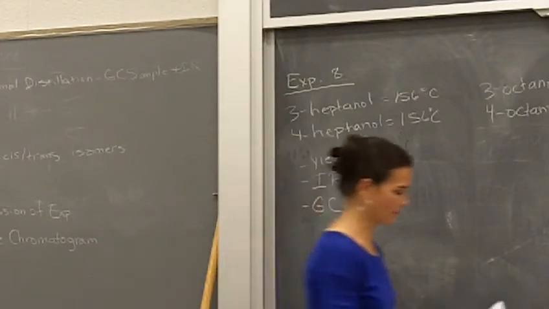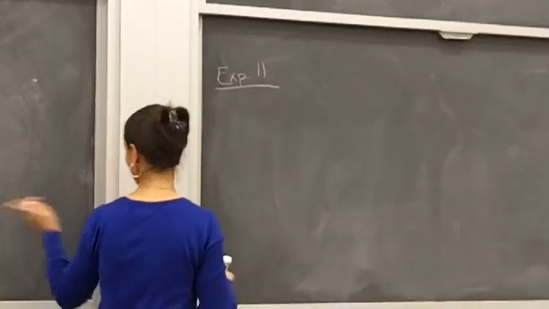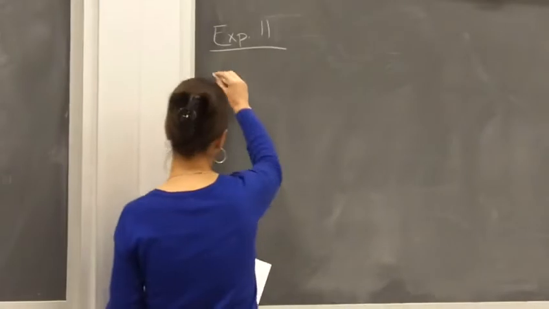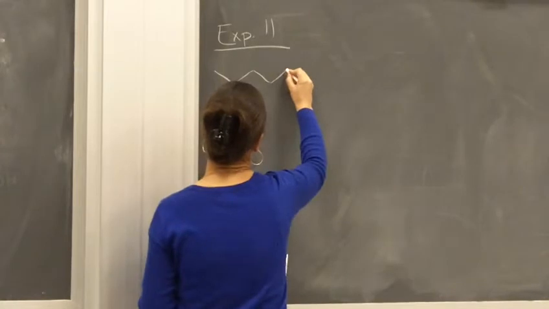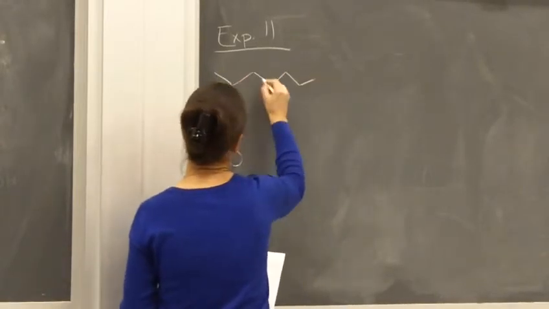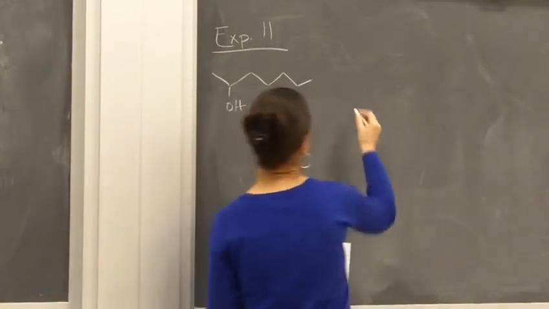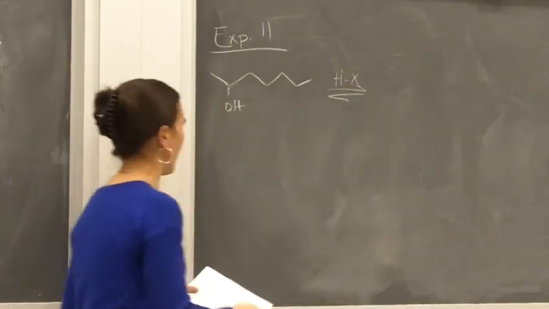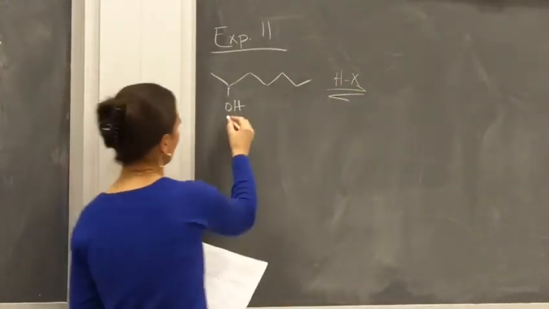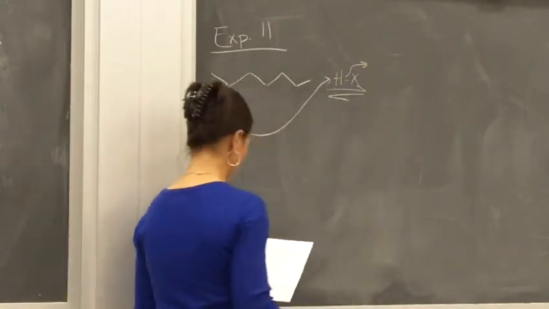All right, so now for experiment 11, we're going to look at the elimination reaction that'll take place with your alcohol. So I'm going to use 2-heptanol as an example here. Drawing the same thing I'm telling you about. So we are going to react our alcohols in the presence of an acid, and in order to get the elimination reaction, we should see a mechanism of this.